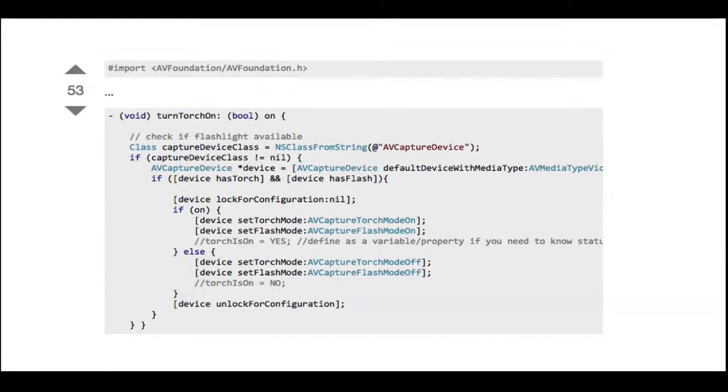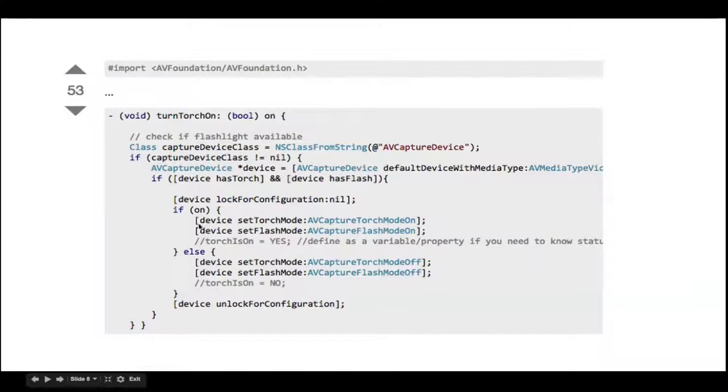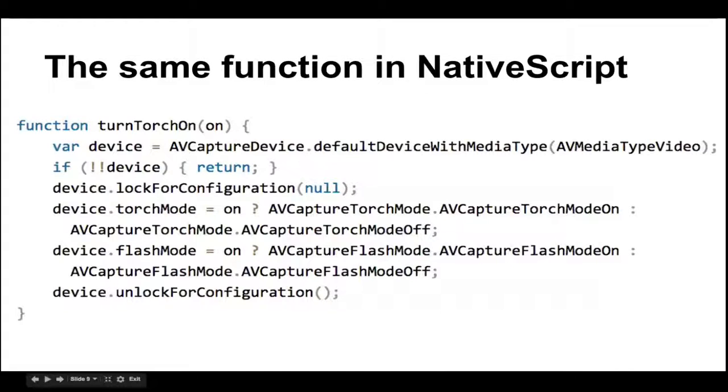The code here shows how this works in NativeScript, and it's basically a complete port of the code from the previous slide. You get to see that some of these things just turn directly into method calls. The property access, device.torchMode, is actually equivalent to this setTorchMode call here. NativeScript gives you a little shorthand: you can set a property and it'll automatically take care of calling the appropriate setter under the hood.